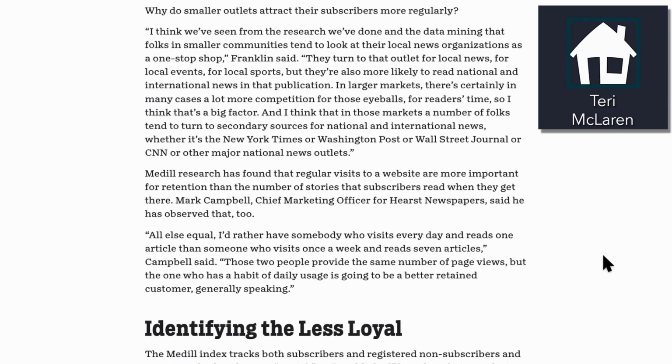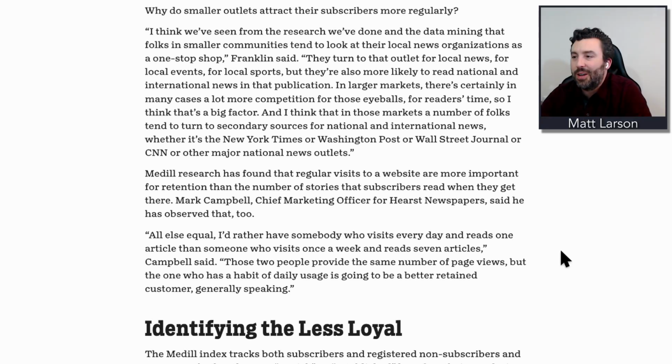All else equal, I'd rather have somebody who visits every day and reads one article than someone who visits once a week and reads 7. Those two people provide the same number of page views, but the one who has a habit of daily usage is going to be a better retained customer, generally speaking. That's a really good perspective on this.